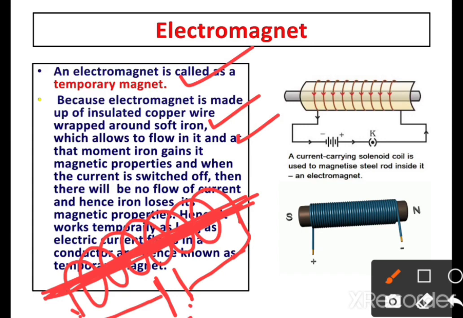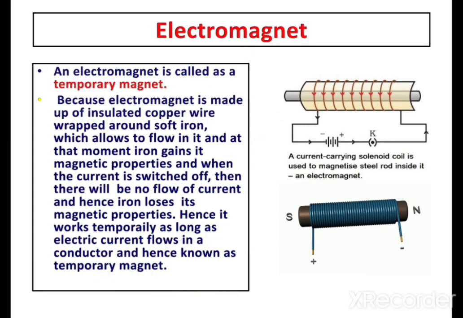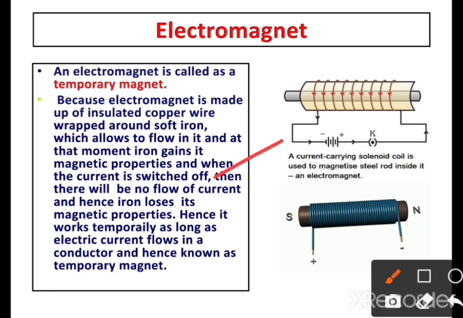Once the current is off, if there is no current flow in the solenoid, if there is no magnetic field around the solenoid, the soft iron does not gain any magnetic field. Such a magnet is called an electromagnet. And see the circuit diagram. The battery is connected to the solenoid, and the soft iron is inserted into the solenoid.